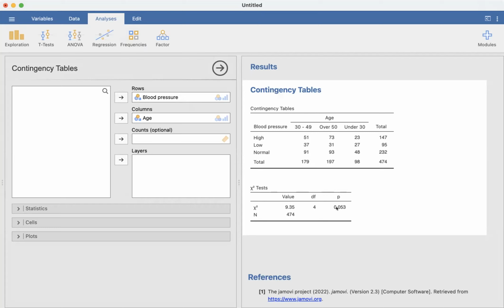If we scroll down, we see that there is a p-value of about 5%, which is less than the level of significance. So we're going to reject the null that there is no association between age and blood pressure and accept the alternative hypothesis, which states that there is an association.